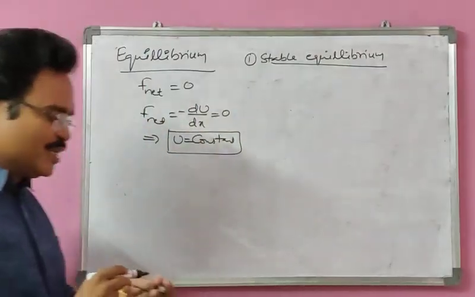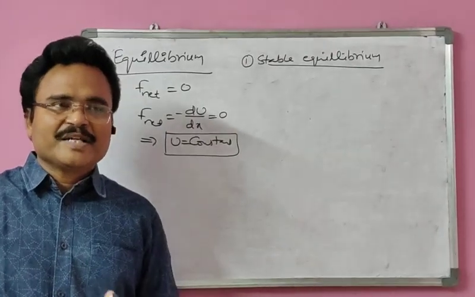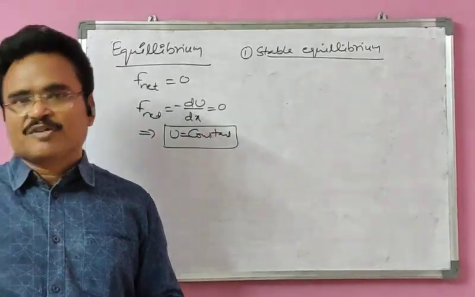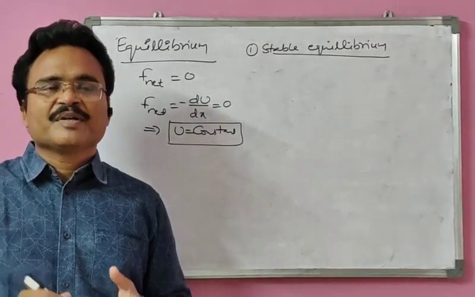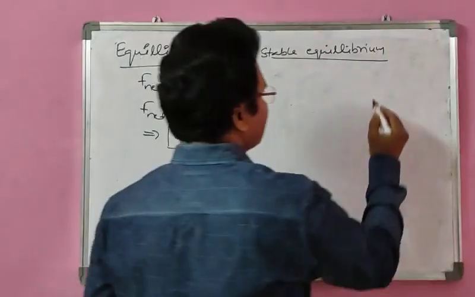So what do you mean by stable equilibrium? If the position of the object is slightly displaced from its position, then what happens here? It will come back to its original position. That means it will try to get its own position here.